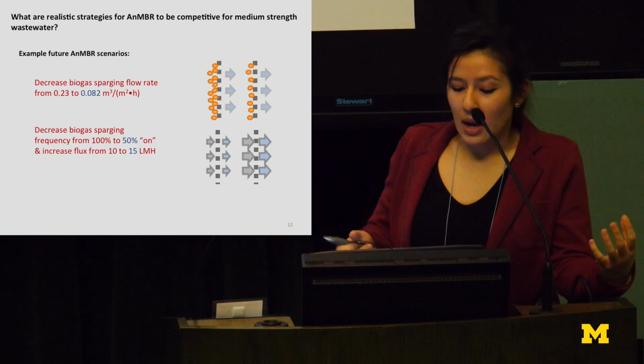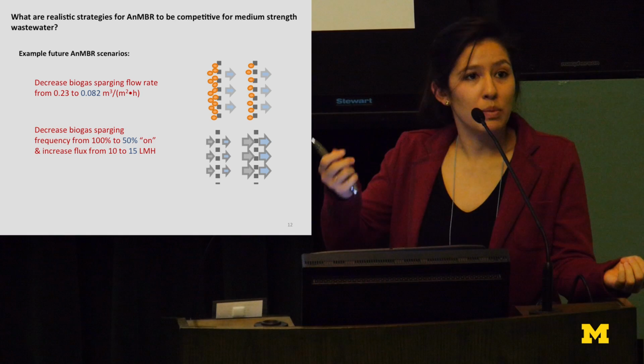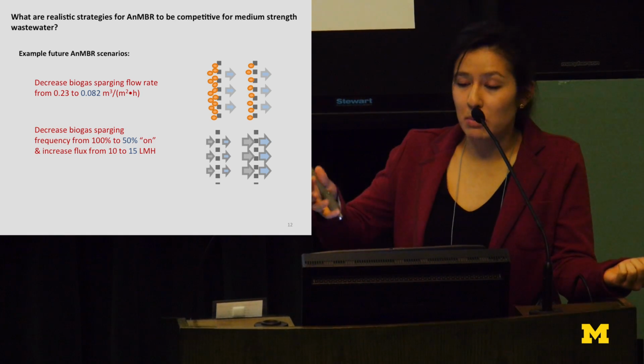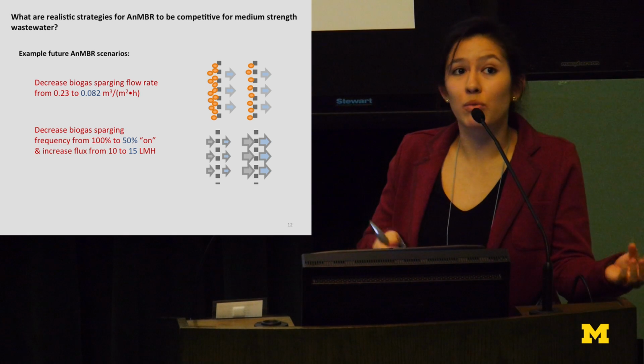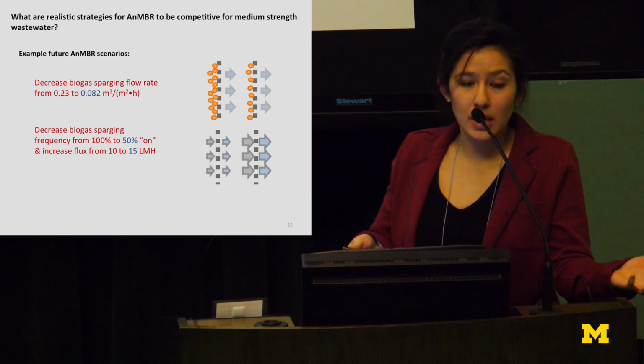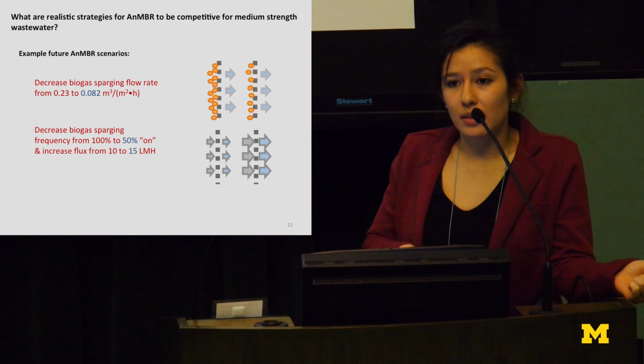Similarly, if we used intermittent biogas sparging, so instead of constantly sparging these membranes, we instead used on-off, where we only sparge 50% of the time, which is currently being used for aerobic membrane bioreactors now, and we increase the flux slightly from 10 to 15 LMH, we could also see a comparable net energy balance.